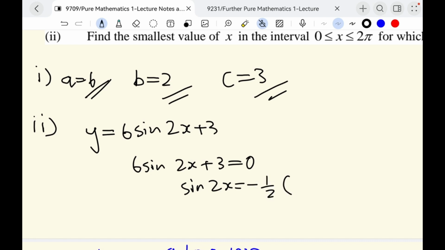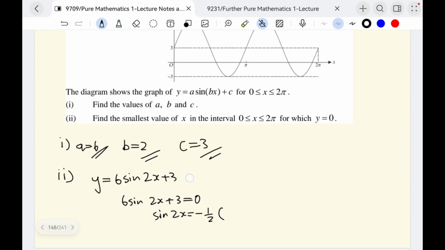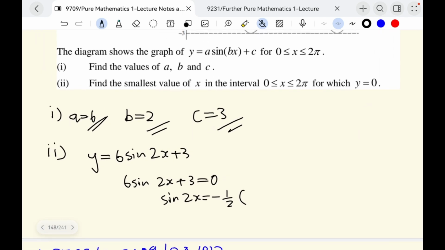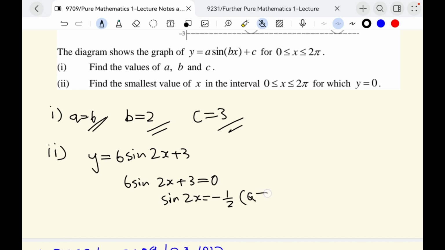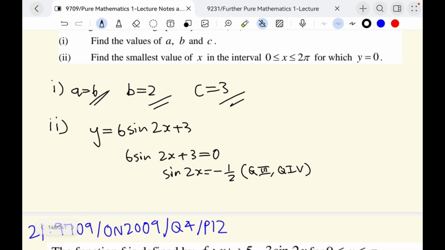It is only in quadrant 3 and quadrant 4. Since the question asks for the smallest one, the smallest is quadrant 3 only. Quadrant 4 is not accepted, because quadrant 4 is not the smallest. So find the arcsine first. Remain the 2x, find the arcsine of its value.